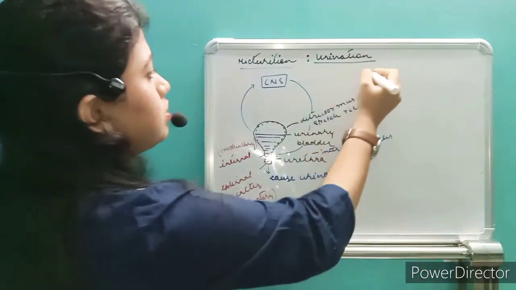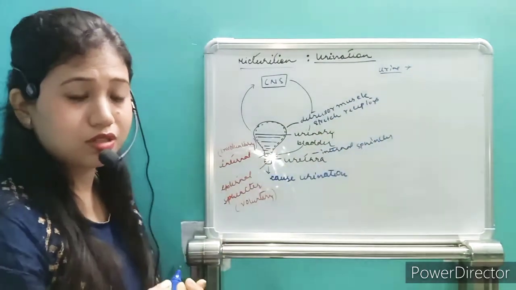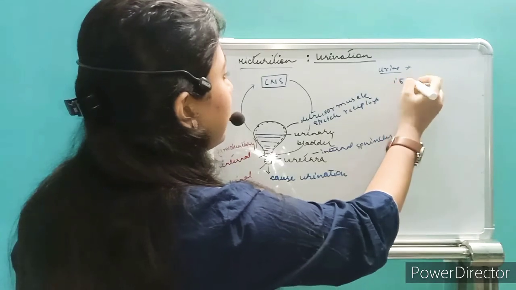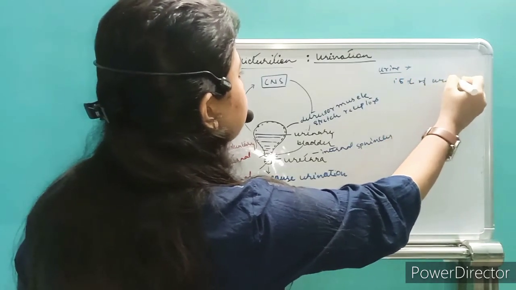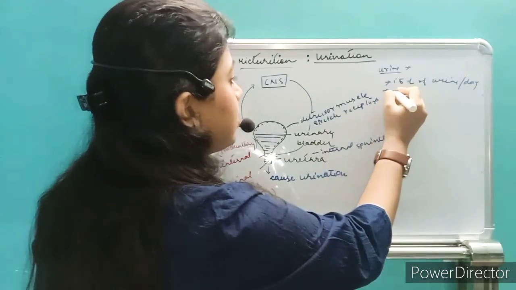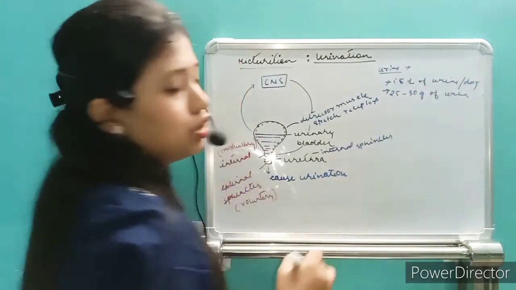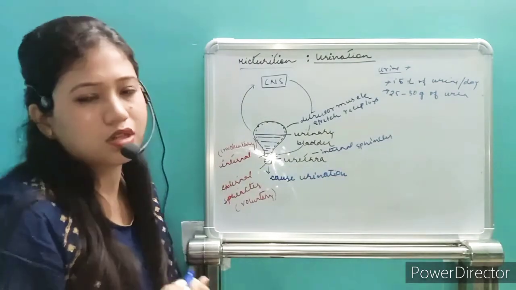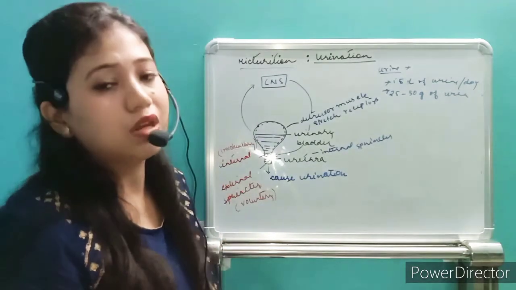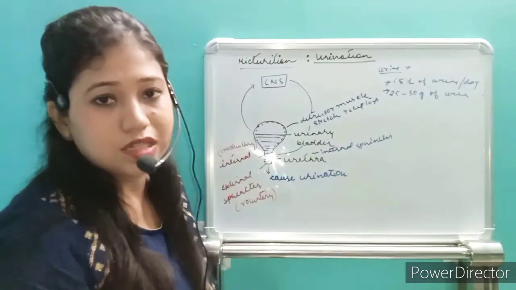Now after that, let's look at the urine. I told you earlier in this video that we produce around 1.5 liters of urine per day, and in this urine around 25 to 30 grams of urea are present. That means we excrete around 25 to 30 grams of urea. Apart from water and urea, different types of constituents can be present in urine. So what are those constituents?